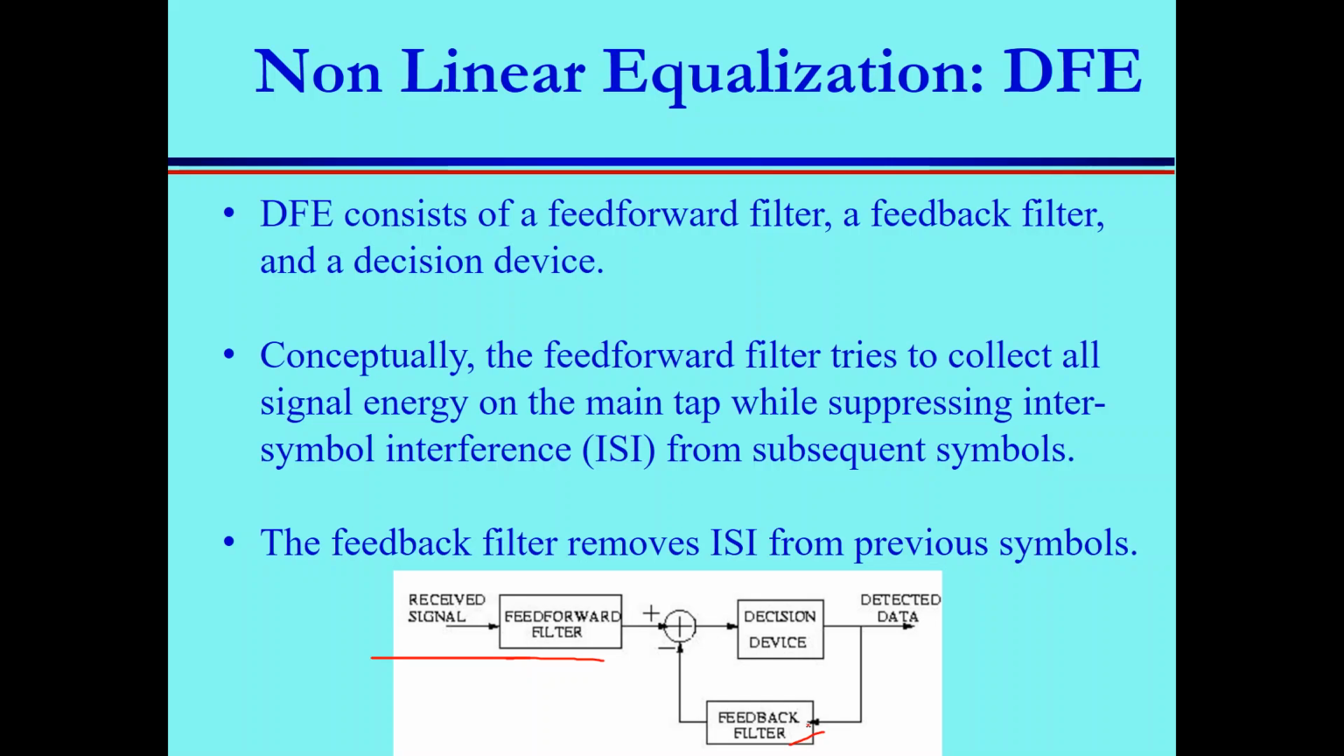So two processes running simultaneously. One tries to collect the energy of the desired signal, and one tries to remove the inter-symbol interference from previous symbols.